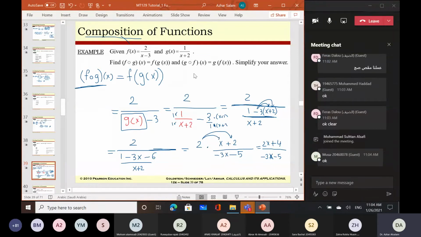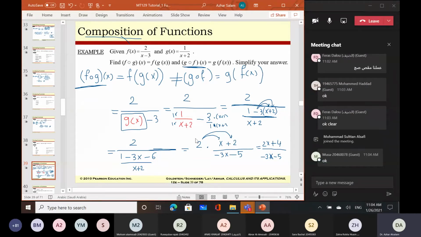But if I have to find G circle F, it will be the same, but I will commute. راح أبدل بس مكان ال F بالجي والجي مكان ال F. راح تتغير العملية. طبعا هنا بعد ما أجري العملية راح أجد إنها عملية غير إبدالية. هذا ما راح تساوي، ما أقدر إني أبدلهم في كل الأحوال. This is not equal to G circle F, which is G of F of X.